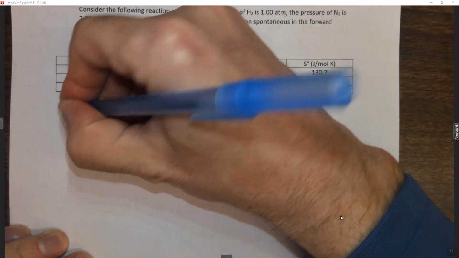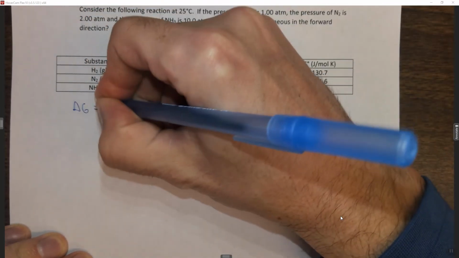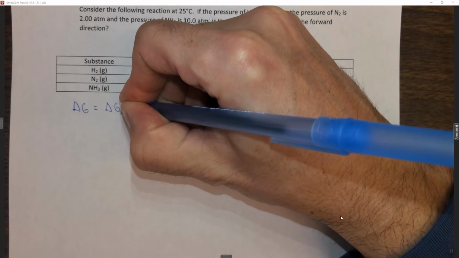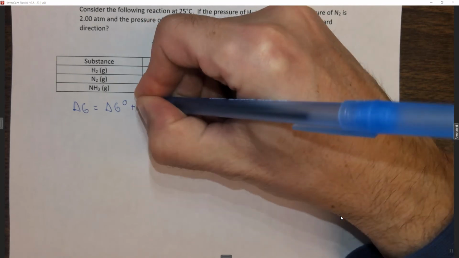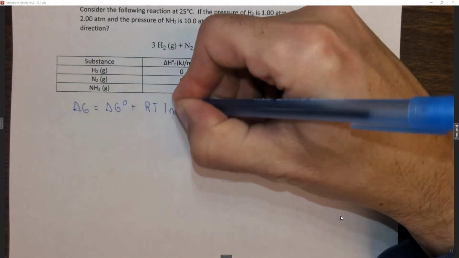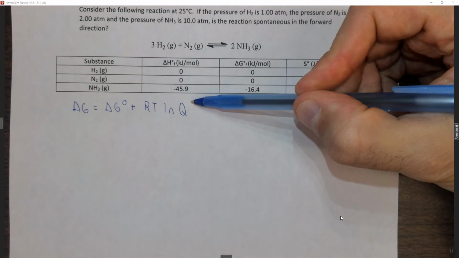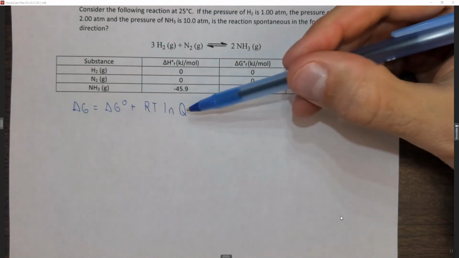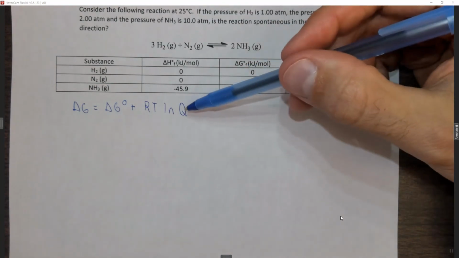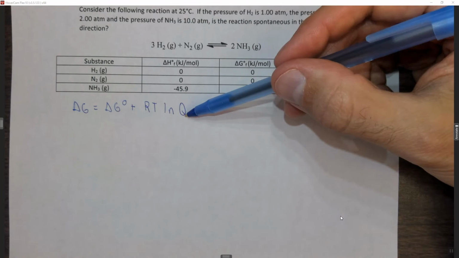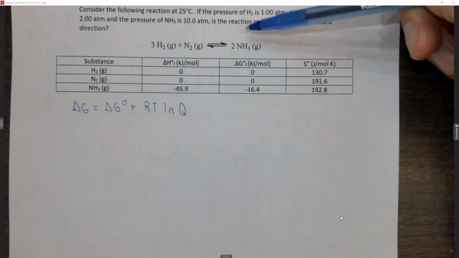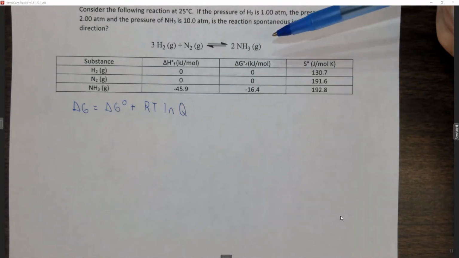So the non-standard condition delta G is delta G naught plus RT ln Q, where Q is current reaction conditions, just like K, which is going to be equilibrium conditions. This is going to be under current reaction conditions.